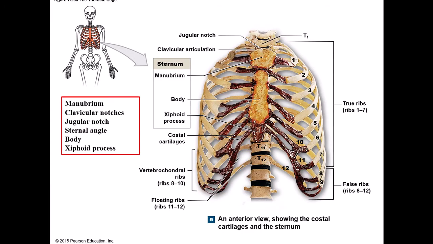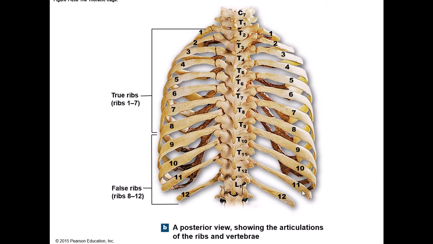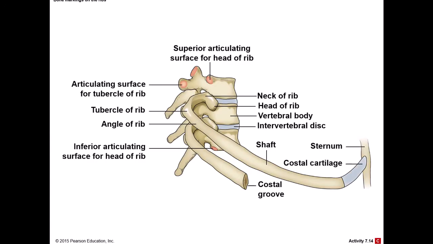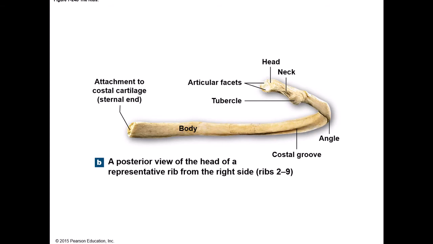It turns out we have another name for 11 and 12. Since they're just kind of hanging out back here like this, these are referred to as floating ribs. Okay, so here's our sternum. We'll jump over that for a second. We'll get back to that in a minute.